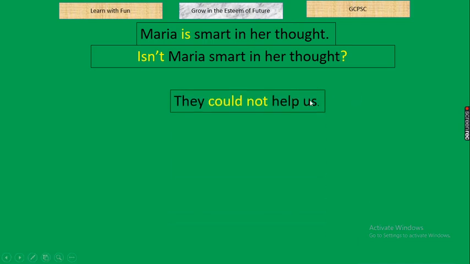They could not help us. There is the use of could, a modal auxiliary, and there is not. So only not will be omitted, and could will come at the beginning. So, could they help us? Instead of could, there may be may not, will not, shall not, should not, must not. So all these are modals. In case of a negative modal, not will be omitted, and it becomes affirmative. If there is only could, there is couldn't.